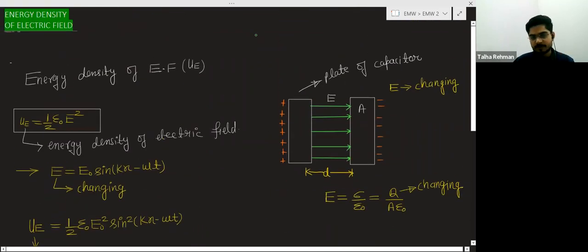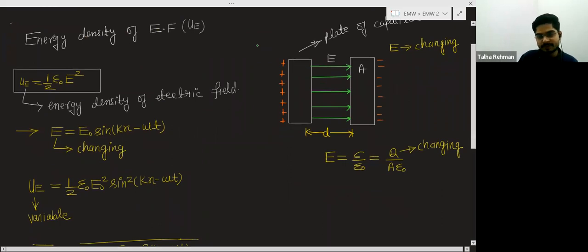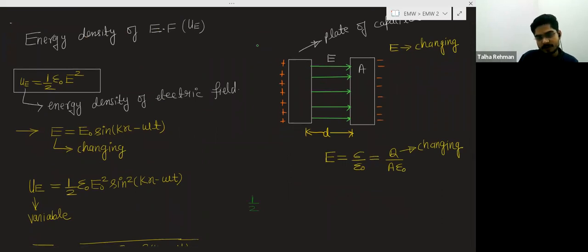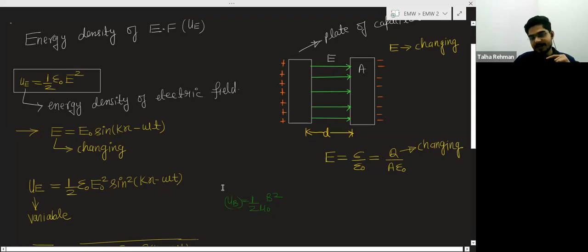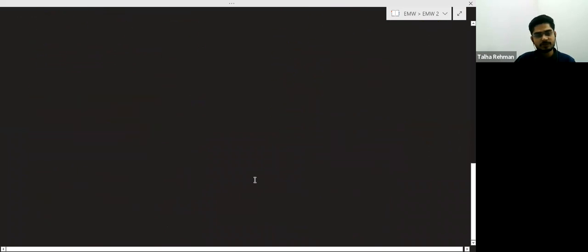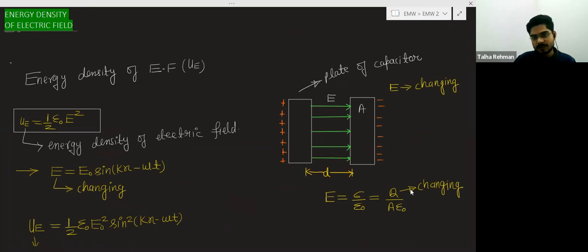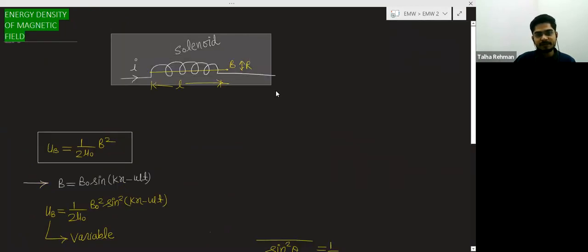In the same way, you can calculate the energy density of the magnetic field. The energy density of the magnetic field is given by half of mu naught into B square. You will put the equation of the magnetic field there, and that magnetic field will be changing with time, so you will calculate by taking the average. So this is the energy density of the electric field, and you can similarly calculate the energy density of the magnetic field.